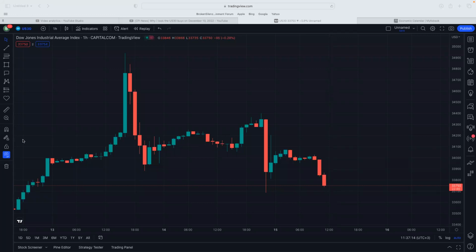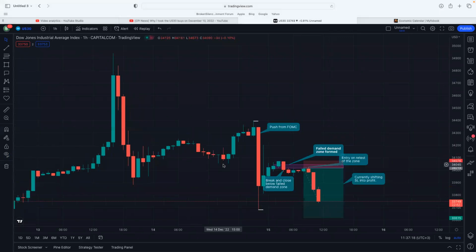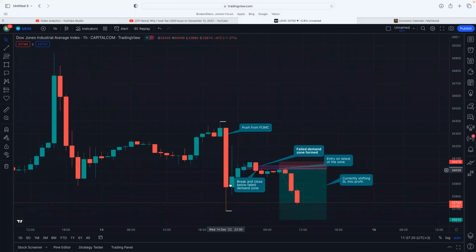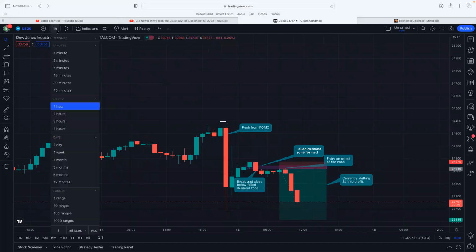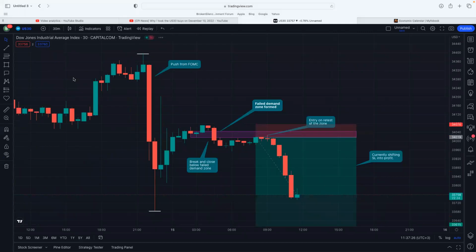The second reason why I was taking the shorts was because of the concept I teach called the failed demand zone. So if I can turn everything back on, you'll notice that we have highlighted a few things. So I've highlighted the push from the FOMC. Let's jump into M30 so that you can see how the markets formed.